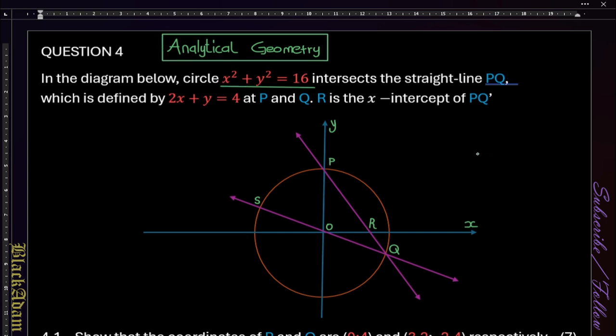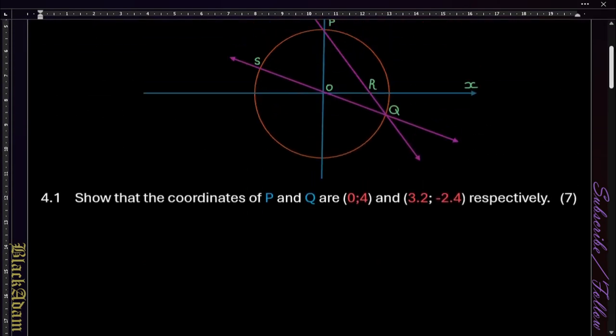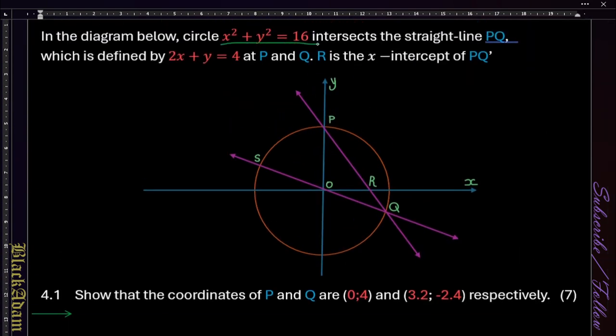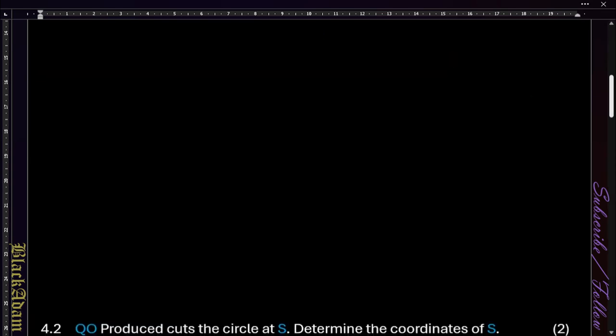So we have the equation x squared plus y squared is equal to 16. That's a circle, so that's the circle there for that equation. And we are given 2x plus y is equal to 4, and that's the straight line there that joins the points P and Q. We have to show that the coordinates of P and Q are (0, 4) and (3.2, negative 2.4).